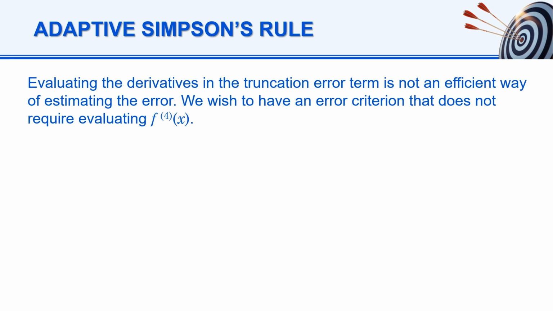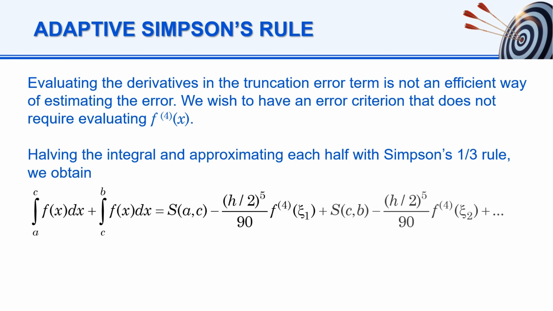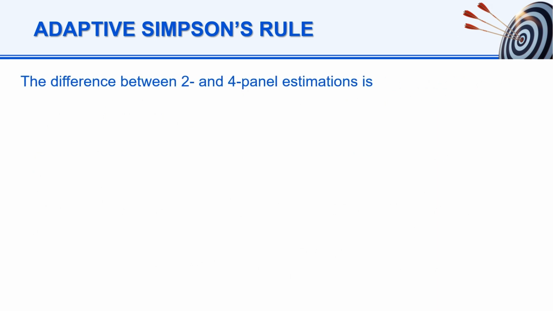Evaluating the derivatives in the truncation error term is not an efficient way of estimating the error. We wish to have an error criterion that does not require evaluating the fourth derivative of f. Halving the interval and approximating each half with Simpson's 1/3 rule, we obtain the following. The difference between two-panel and four-panel Simpson's estimations is obtained as follows.